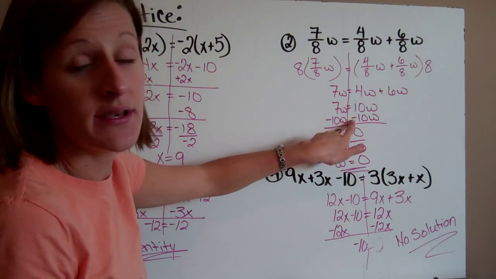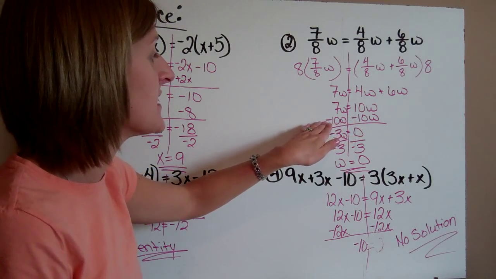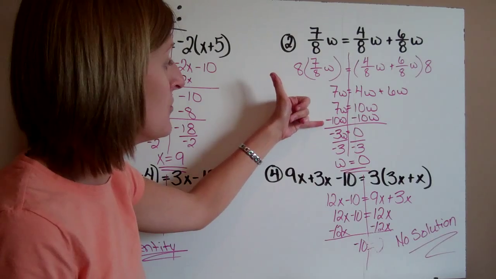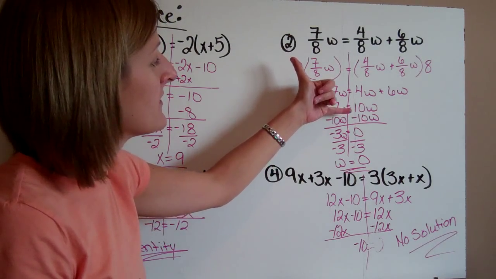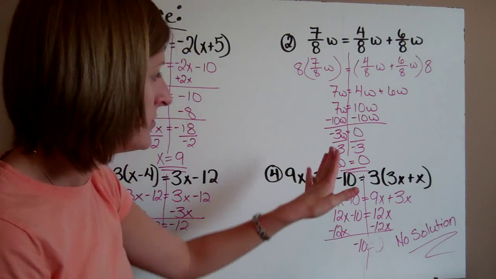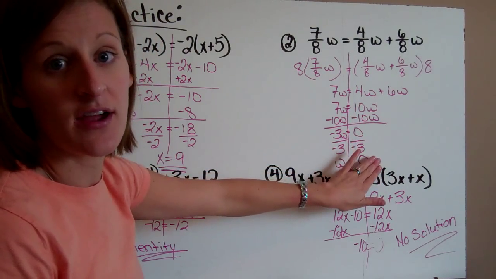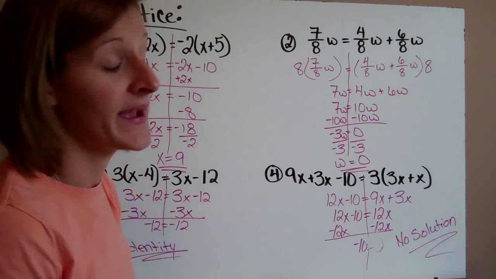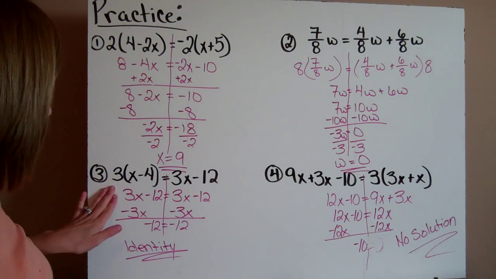Okay? Now I need my variable on one side, so I'm going to subtract 10w from both sides. 7w minus 10w is negative 3w. 10w minus 10w is 0, and it's okay to have 0. Then we divide each side by negative 3, and you know 0 divided by negative 3 is 0, so my answer is 0.